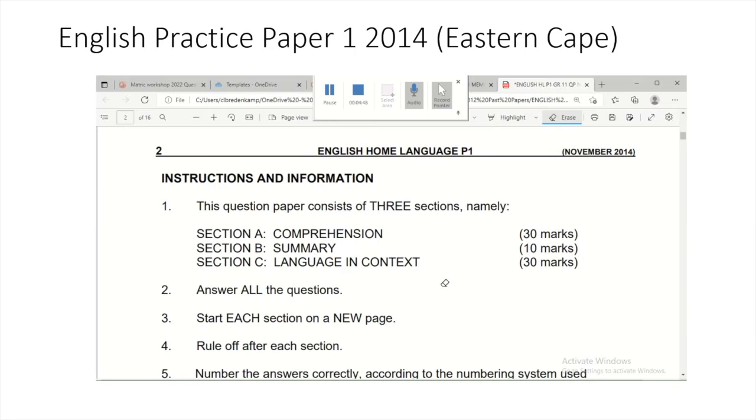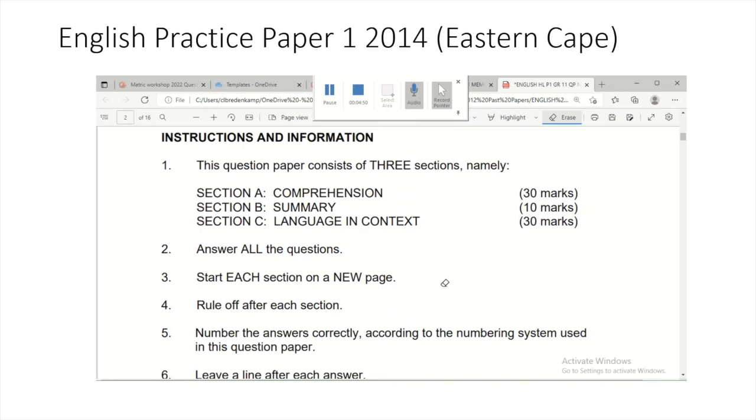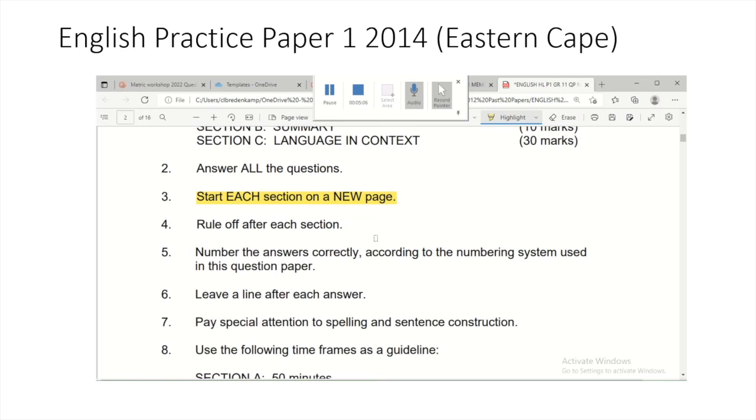Now, we are going to have a look at, obviously, this paper. This is the question paper, not the memo, obviously. Over here, grade 11s, it is incredibly important to read your instructions, please. So over here, this is for the marking purposes. Start each section on a new page. Rule off after each section. You need to number the answers correctly and according to the numbering system in the paper.